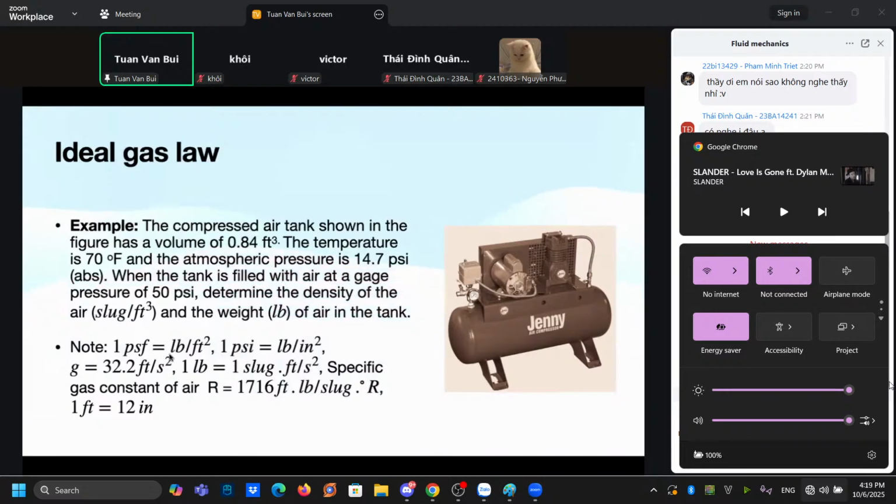So note that 1 psi equals pound per square inch. We need to use the specific gas constant. The specific gas constant of the air equals 1,716 foot-pound divided by slug degree Rankine, and 1 foot equals 12 inches. So you see that in this exercise, it is important to convert the degree Fahrenheit to degree Rankine.